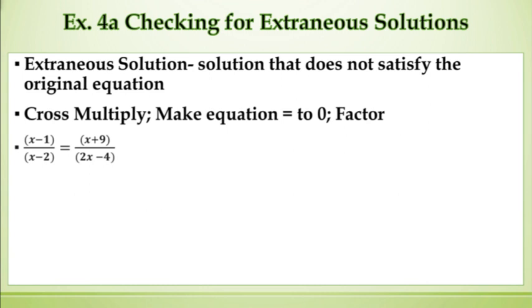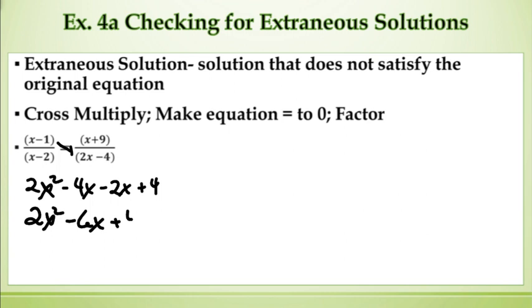So here, cross multiply. x times 2x gives you 2x squared. x times a negative 4 is a negative 4x. Negative 1 times 2x is a negative 2x. Negative 1 times a negative 4 is a positive 4. So if I were to simplify this, you end up with 2x squared minus 6x plus 4.